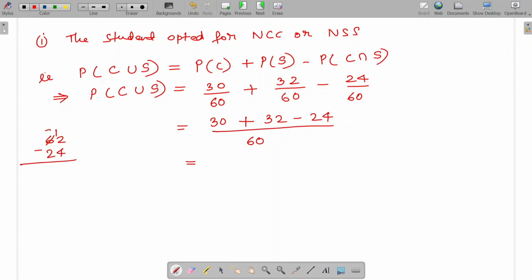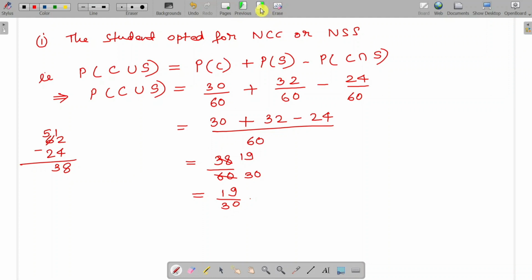So 1 borrowed, 5 will remain here. 12 minus 4 is 8. 5 minus 2 is 3. So that is 38 divided by 60. So if we cancel this, 19 2s are 38, 3 20s are 60. So 19 by 30. Okay, this is the answer.